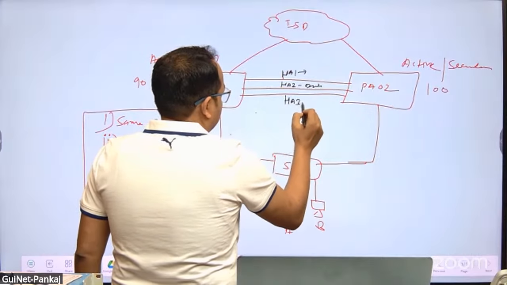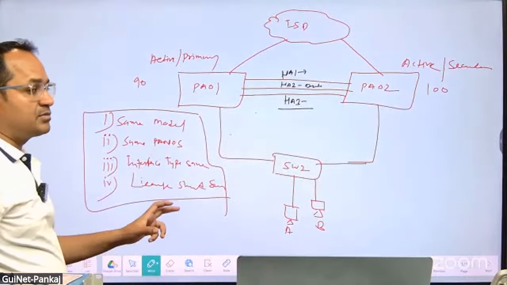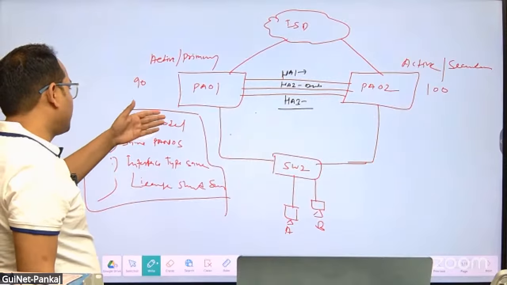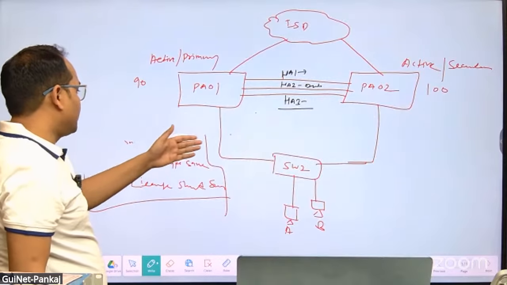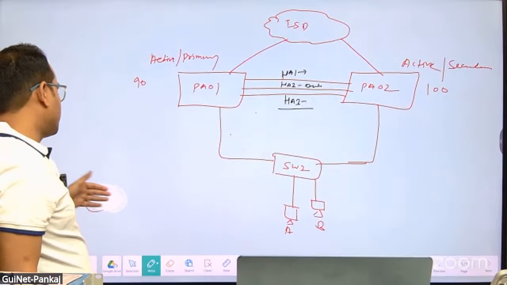And there is an HA3 link. An additional link is going to be used in the active-active scenario. So what is the use of the HA3 link? That we have to understand. What happens whenever you create the HA for the active-active scenario?